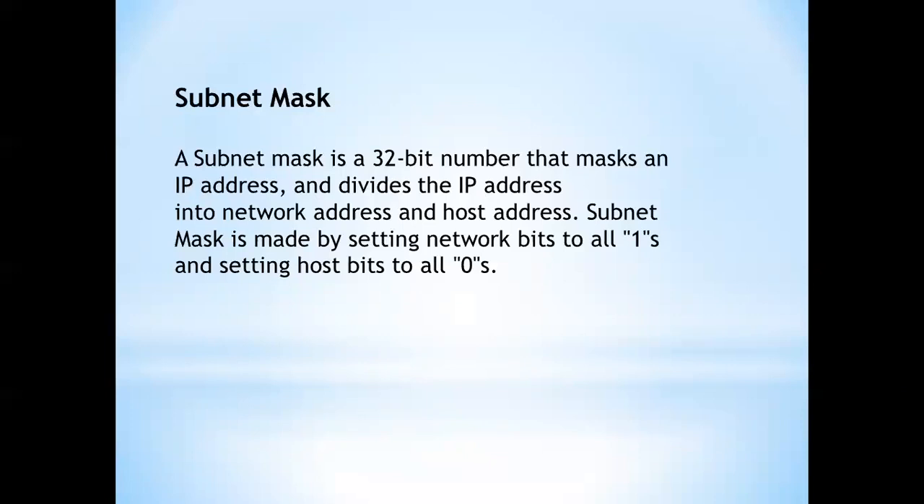The number of subnets is determined by the number of extra ones. For 3 extra ones, the number of subnets will be 2 raised to 3, because we have added 3 extra ones. So 2 raised to 3 is equal to 8. For n extra ones, the number of subnets is 2 raised to n.